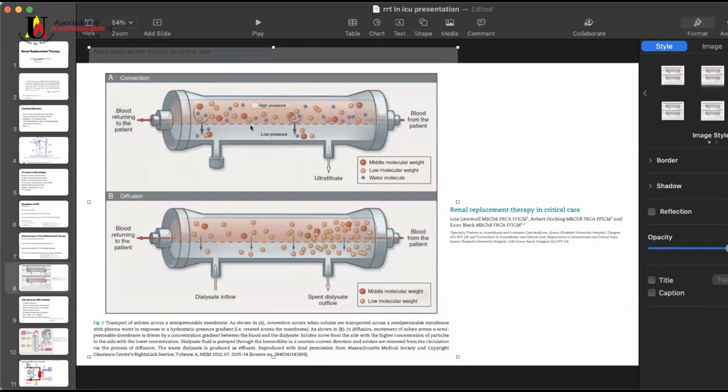it goes along with some solids, both small and middle molecules. So this is actually very good for clearance of middle molecular weight solids, as opposed to diffusion on the lower part of that slide. So in diffusion, blood is still going through the membrane, but it's diffusion, as we know from basic chemistry and sciences, it depends on a concentration gradient.